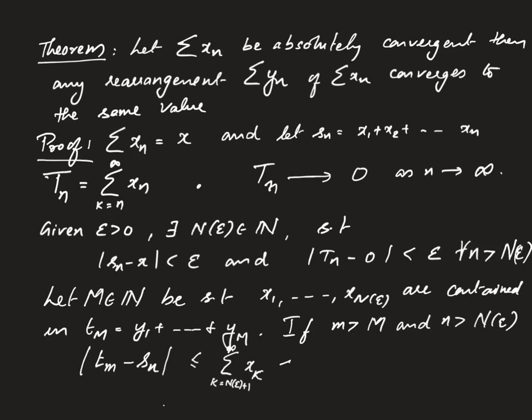Now we know that this quantity is less than epsilon. Why is this quantity less than epsilon? Because we have chosen N of epsilon such that Tn is less than epsilon, and this quantity that we have right here is nothing but T of N of epsilon plus 1. So because of that, that has to be less than epsilon. So what have we proved so far?